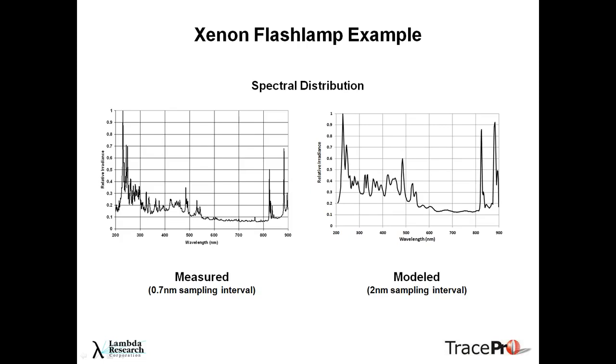Also goes for the spectrum. I took a spectrum of this lamp and used that to create a surface source property for the arc. In this case, my measured data was at a finer sampling interval, 0.7 nanometers. When I ran the ray trace in TracePro, I just did a 2 nanometer sampling interval. But again, we can see most of the structure still holds true. So a good agreement from one to the other.